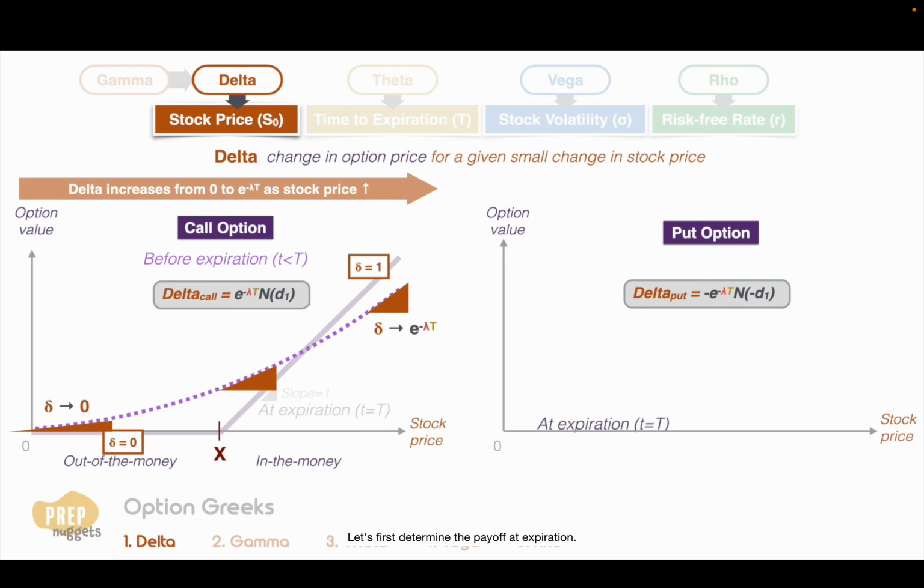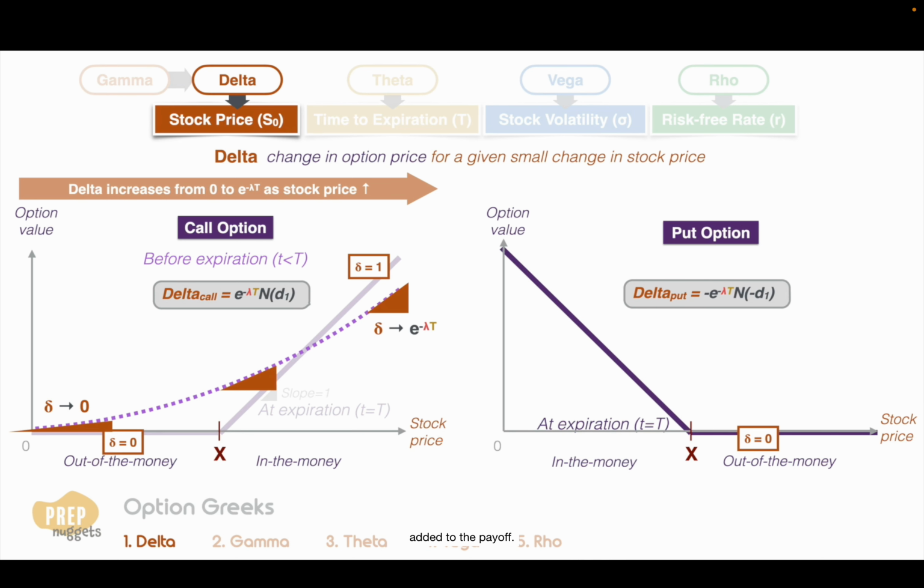Let's first determine the payoff at expiration. The put option expires out of the money if the spot price is higher than the strike, so delta at expiration here is 0. Every dollar that the stock price ends up below the strike is added to the payoff. So the payoff should look like this, with a cap at the strike price, since stock price cannot be negative. The slope of this line is -1, so delta is -1.